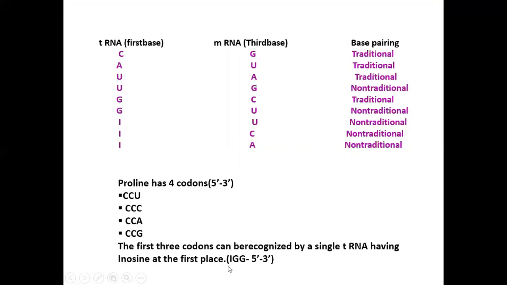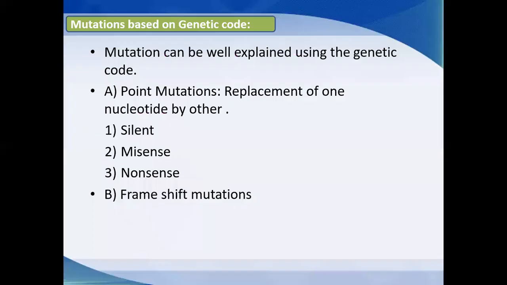See here, IGG is the anticodon of proline. These three codons are identified by IGG only, because I can pair with U, I can pair with C, I can pair with A also. So this is the wobble base pairing. This lack of specificity at the third nitrogen base in the codon is called the wobble hypothesis.